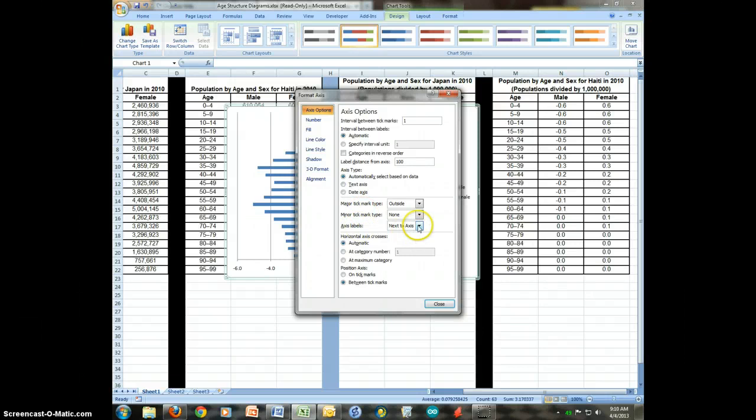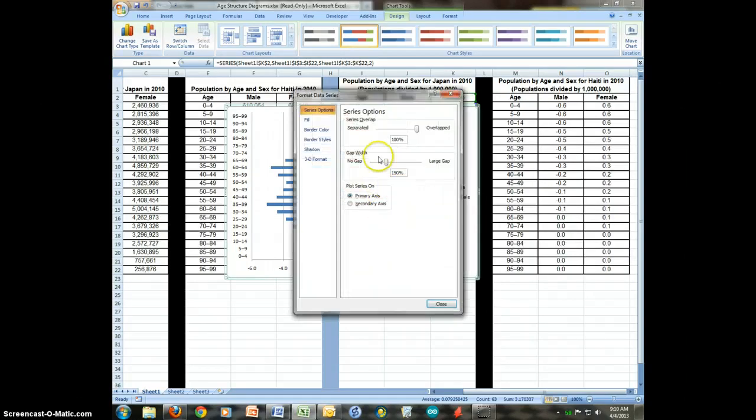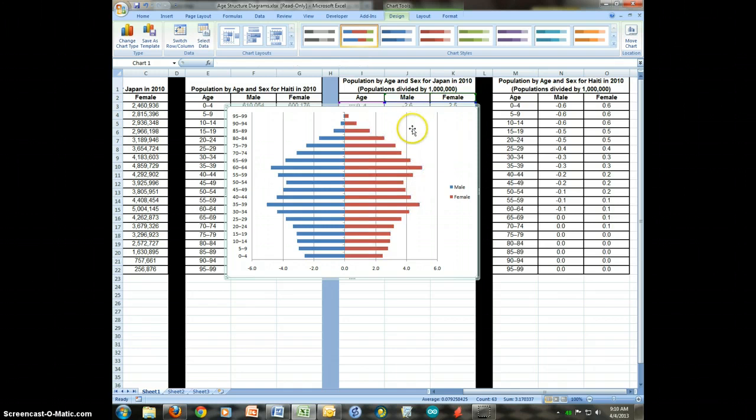I want to change this axis label to be on the low side of the numbers of the graph, and it jumps to over here, the low side. So those are nice and off to the side. But now we need to do some labeling with this graph and get the data to look right. So let's format this data series and tell it we want to have this overlap at 100 and the gap width at 100. It just makes the bars look a little bit bigger and easier to see.